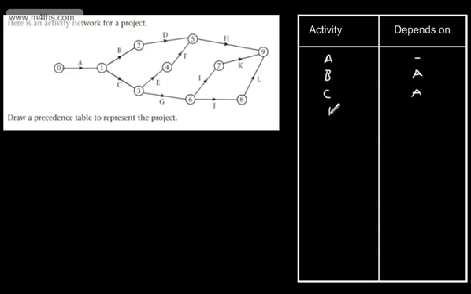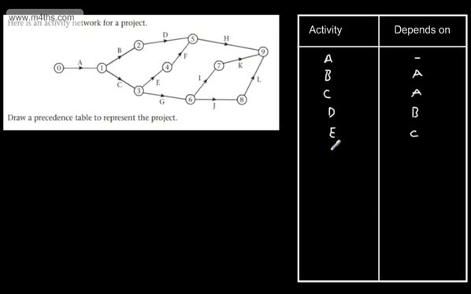Let's now look at D. What has to happen before D can start? The answer is B. The answer is actually A and B, but because we've already got B being dependent on A, we can just simply put in here B. We don't need to put A, as this is direct dependency. So we know that D requires B. Let's look at E. What does E require? Well, E requires C. C requires A, E requires C, so we simply put in now C.